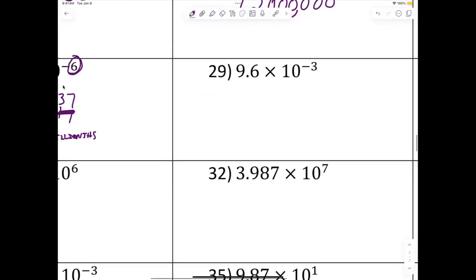All right, here we go, 29. How many places do I move the decimal, guys? 3 places, where? To the left. So if I move it 3 places to the left, how many zeros do I need? 2, 3 or 2? 2. That's 2.0096. Now I'm expecting everybody to be able to tell me that number.